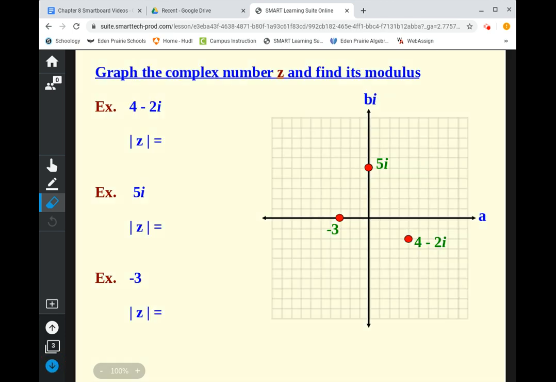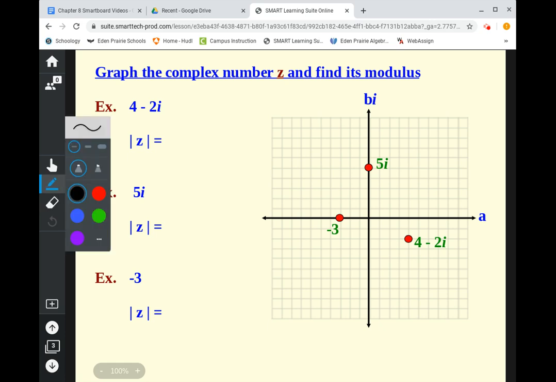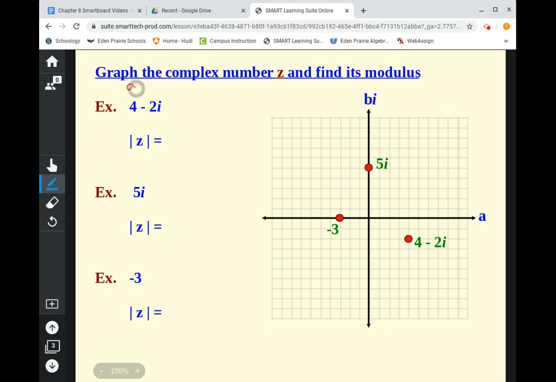Okay, so graph the complex number z and find its modulus. So keeping in mind, a is your real part, and b is your imaginary part. We plot it just like we've done before. So the ordered pair would be (4, -2). So you can already see it's plotted. So right 4, 1, 2, 3, 4, and down 2, and we label it. All right, so 4 minus 2i.